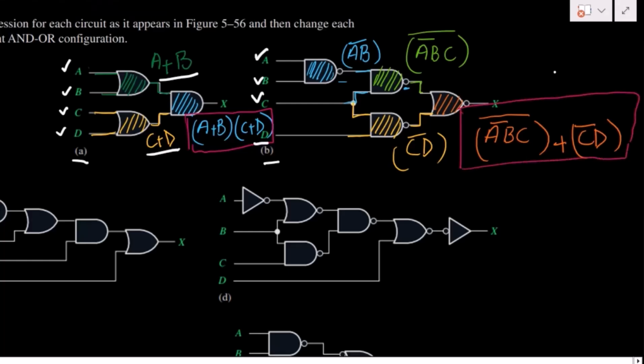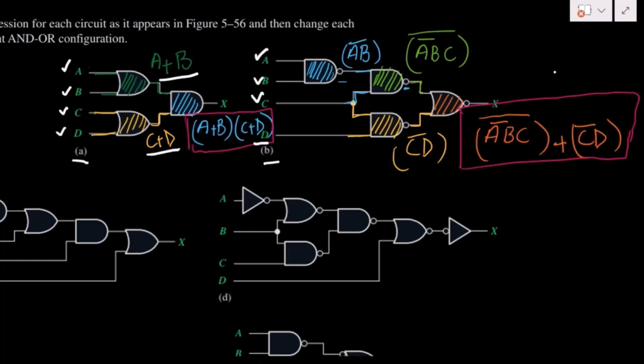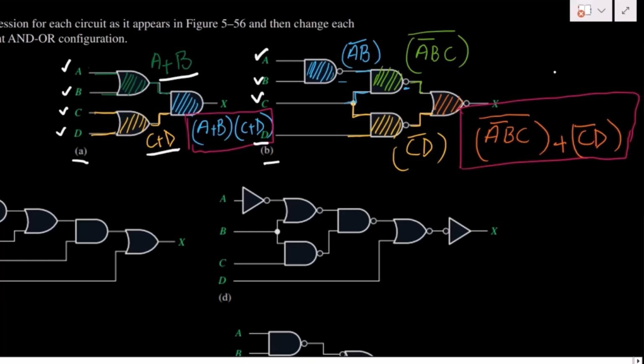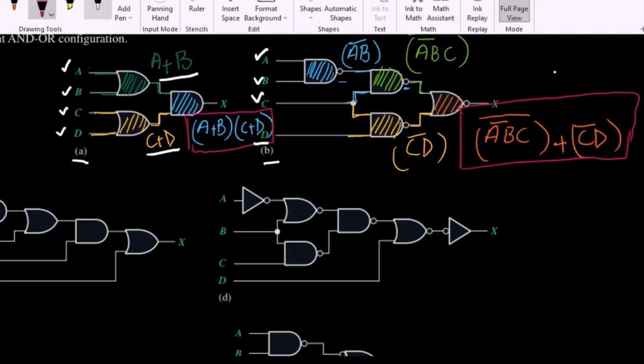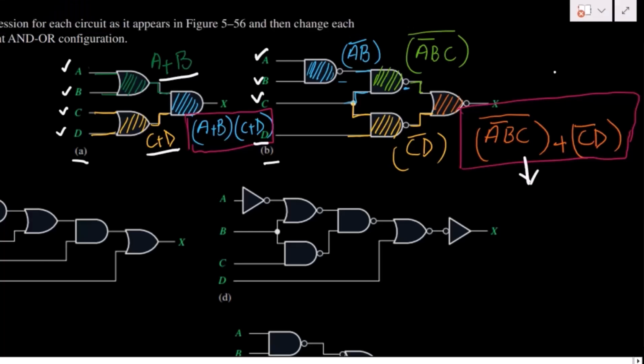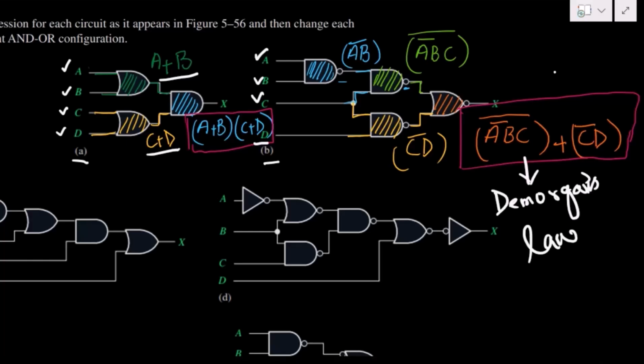Okay, so the second question is how to convert them to an AND OR configuration. How to do it? We can do it by using DeMorgan's law here. By applying DeMorgan's law, we can very easily convert it to the feasible form, which will be in the form of AND OR configuration.